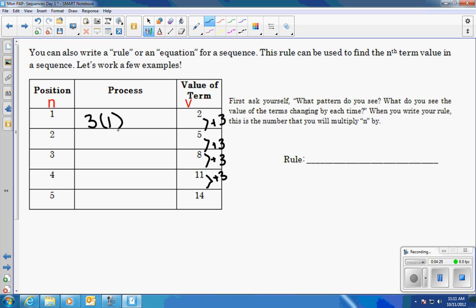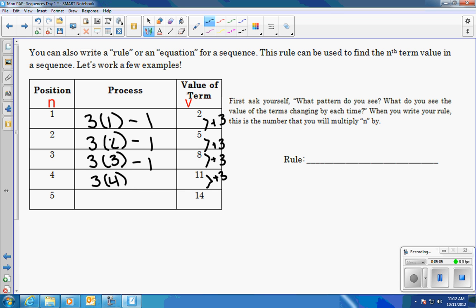So 3 times 1 should give us 2. However, we know 3 times 1 is not 2. So what do I have to do to 3 times 1 to make it into a 2? Well, I subtract 1. Now 3 times the second position should give me 6, but it doesn't. It gives me 5. So that means I've subtracted 1 from this process to get my 5. 3 times 3 should give me the number in the third position. 3 times 3 is 9. That is not the number in this position. So I have to subtract 1 to get there.